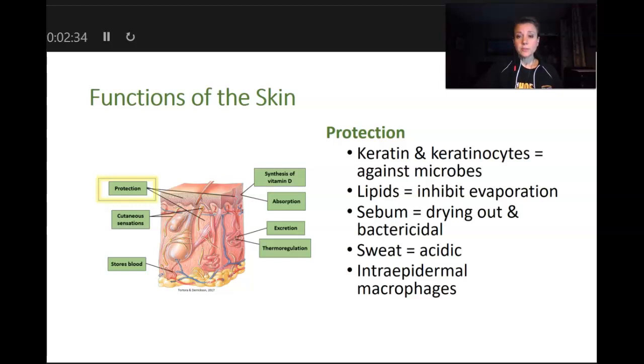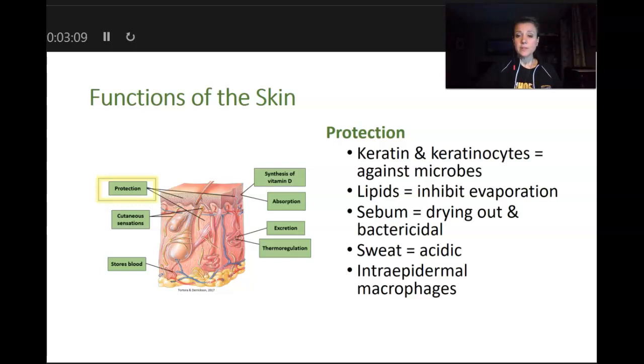As epidermal cells migrate from the stratum basale all the way up to the stratum corneum, they're going to start to lose their cytoplasm, and they're going to be covered with these glycolipids. These glycolipids are going to inhibit evaporation, so it's going to help to keep our skin nice and moist, as does sebum, which is the secretion that comes from sebaceous glands or oil glands, and that's going to help to maintain the surface of our skin as well.